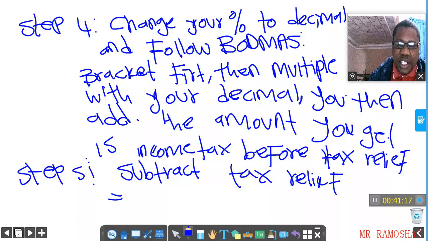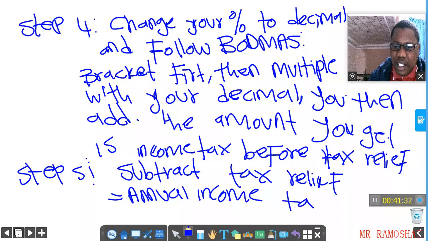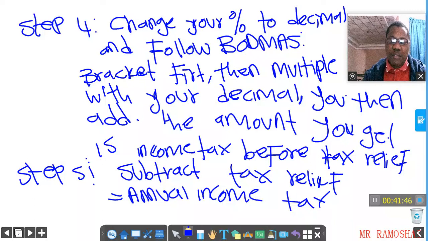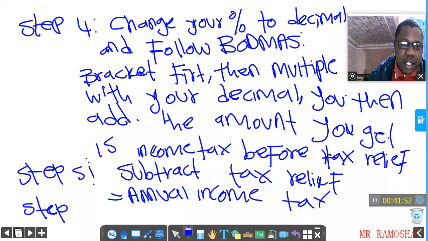Now after subtracting here, you're going to get the annual income tax. And what does the annual mean? It means per year. That means the amount that you're going to get after subtracting your tax relief. Now you're going to get your annual income tax, the yearly income tax that you must pay. So what if the question was about step 6? If the question was say calculate the monthly income tax, then what do?